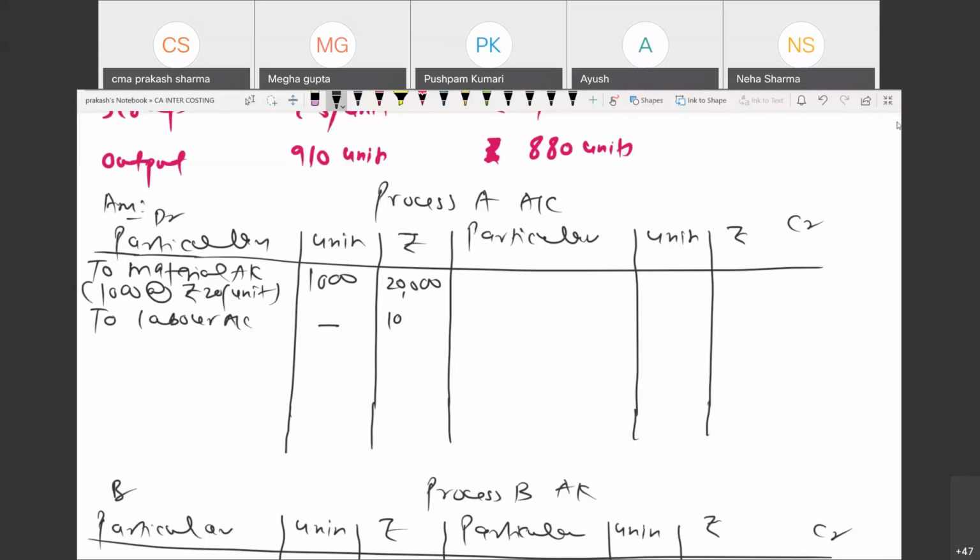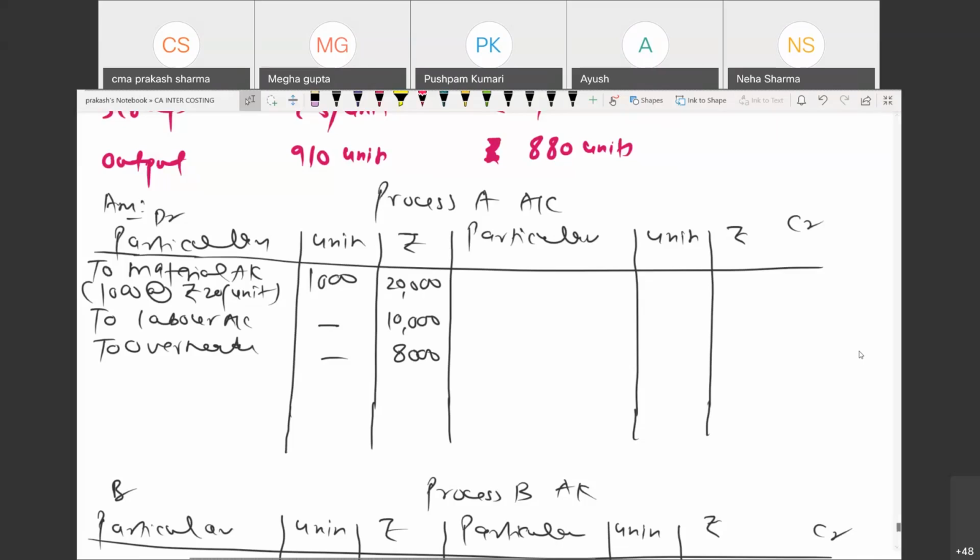We are concerned with quantity of material only. Only the material's quantity is to be filled in the unit column. All other things are recorded in the amount column only. Next is overheads. Now the amount of overhead is rupees 8,000. So these are the inputs which have been introduced in process A.